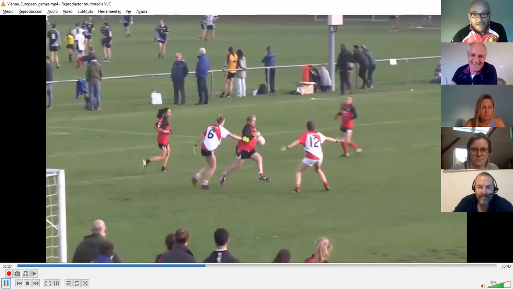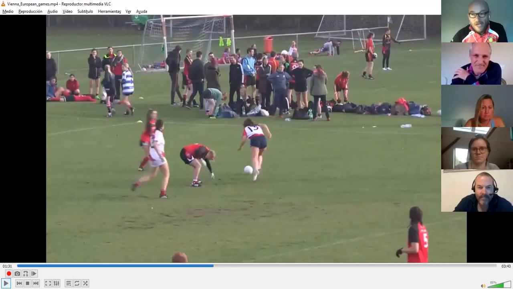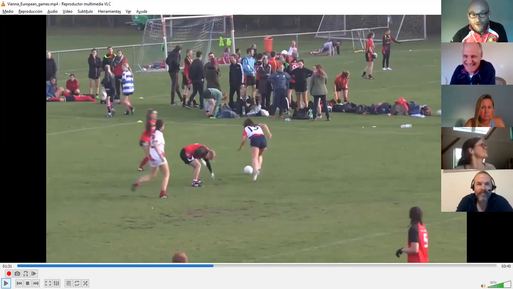Let's have a look at it again. Yeah, so as a referee looking at that one, that is absolutely charging, 100%. That is a free against red. The girl, number 13, was holding her position. You're entitled to hold your position.